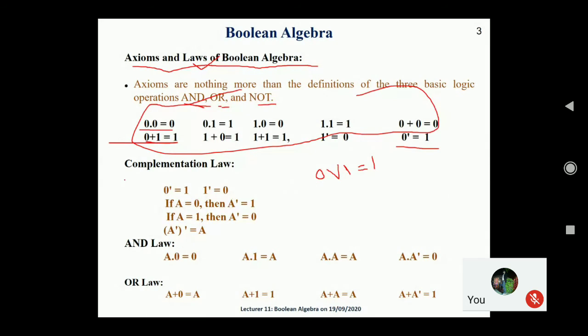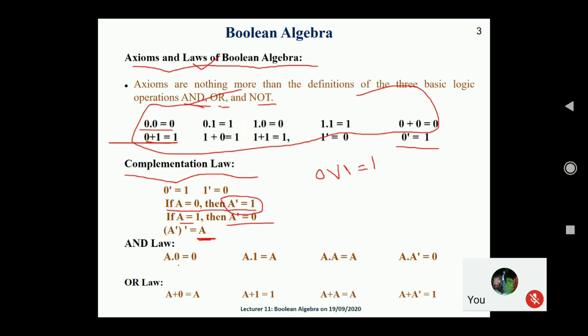The first law is the complementation rule. The output is the reverse: 0 complement equals 1 and 1 complement equals 0. When we write A, here it is a Boolean variable, or switching variable, or the literal of that expression. When A equals 0, then A complement equals 1. When A equals 1, A complement equals 0. And the double complement of A is equal to A. This is called the complement law.